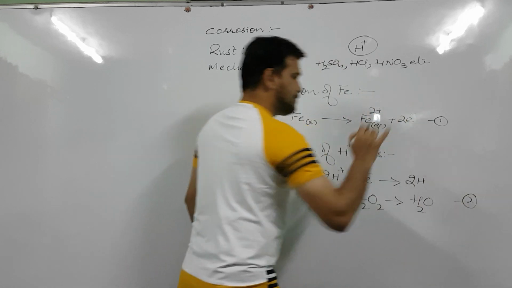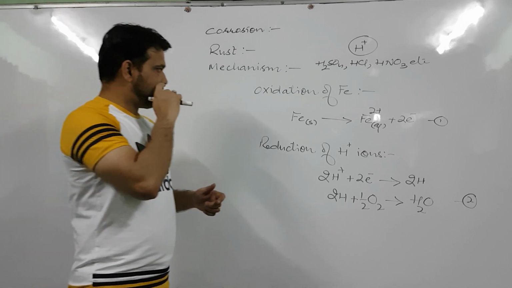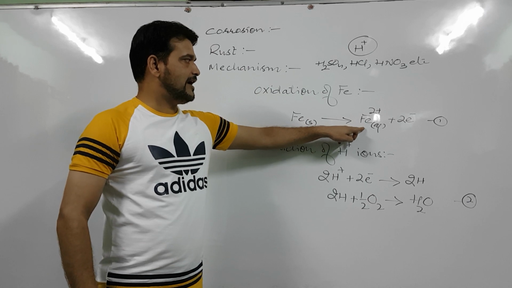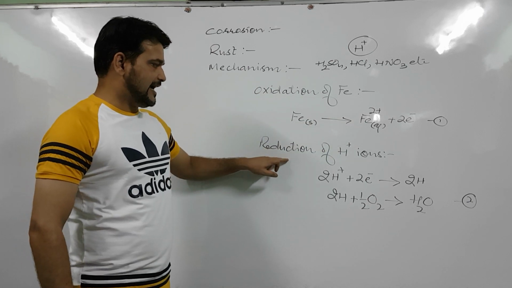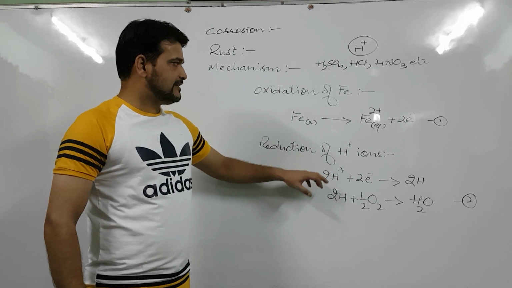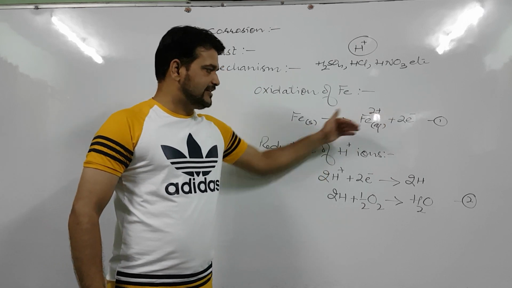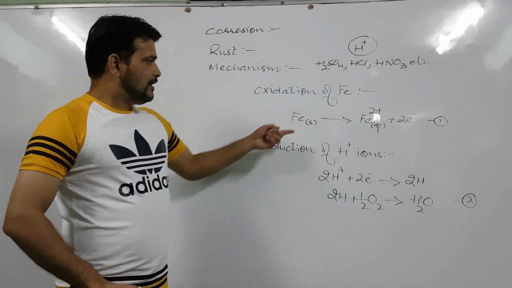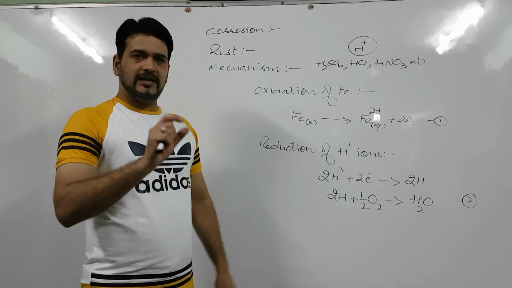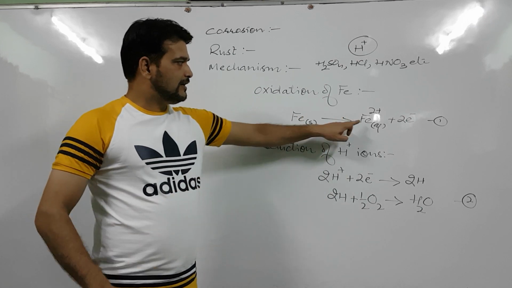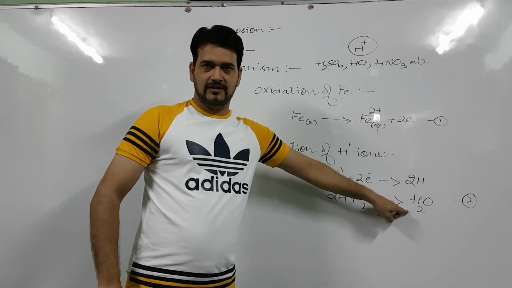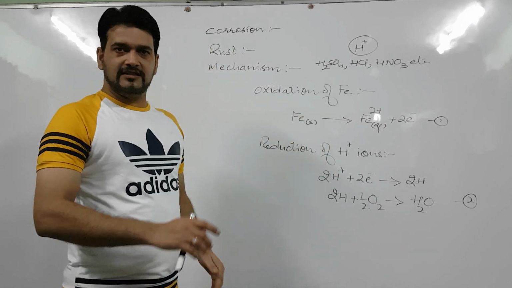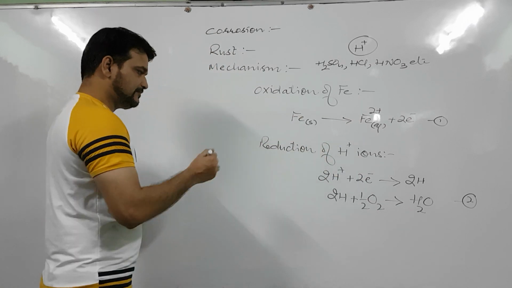You can say this is the second reaction. In the first reaction, iron undergoes oxidation and it becomes Fe2+. And in the second reaction, H positive ions gain these electrons, and ultimately water is formed. Now, from these two reactions, what are the products formed? Fe2+ and water. Then these two products of the reactions react with each other.